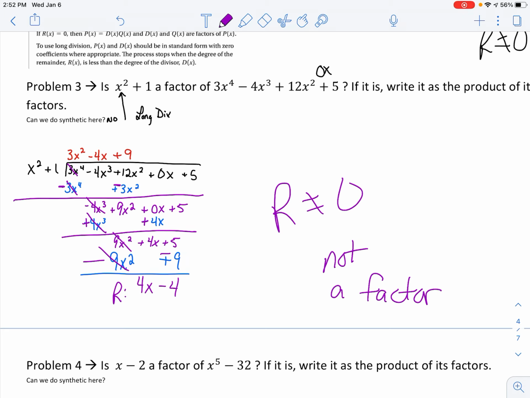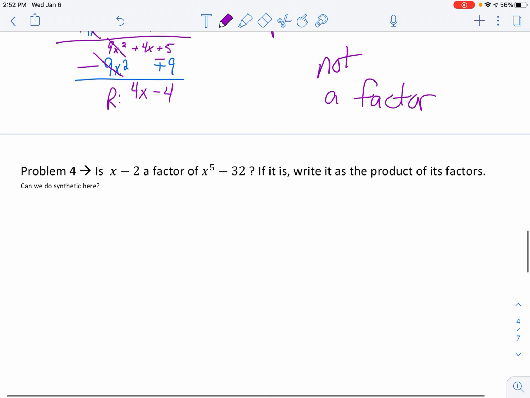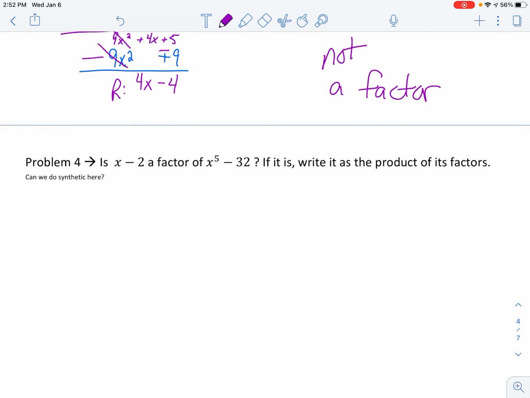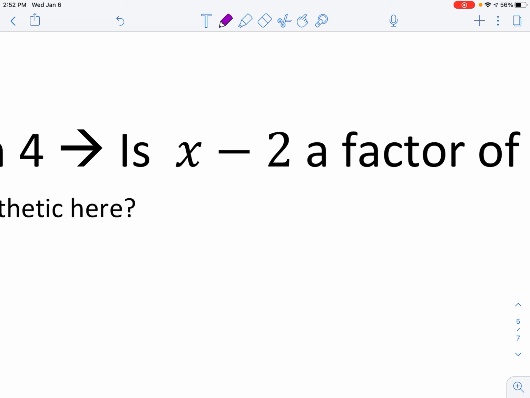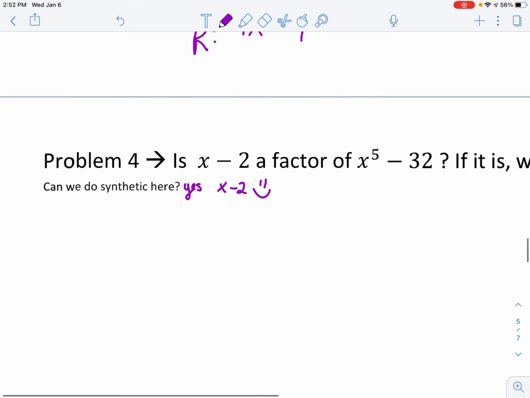All right, problem 4. Is x minus 2, hopefully you're still with me because this one's going to be easier. Is x minus 2 a factor of x to the 5th minus 32? If it is, write it as the product of its factors. Can we do synthetic? This is a linear term, right, to the first power. So yes, because it's just x minus 2. It's not x squared minus 2.